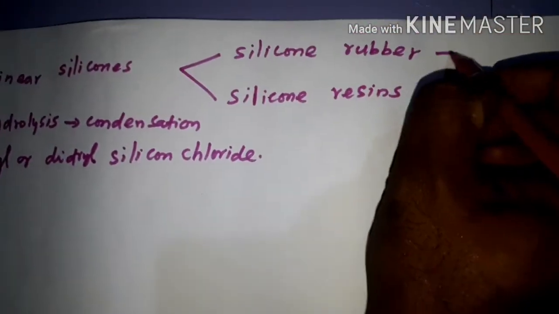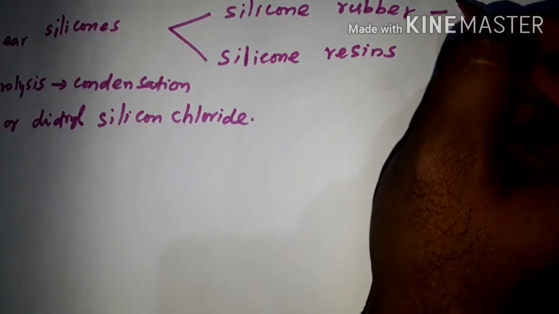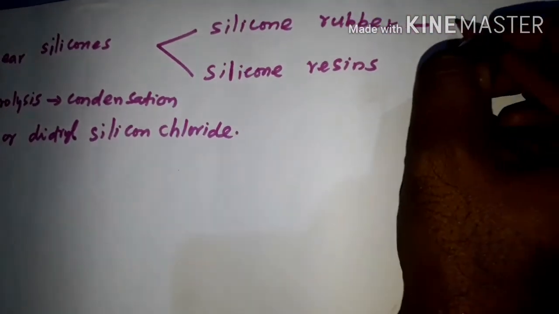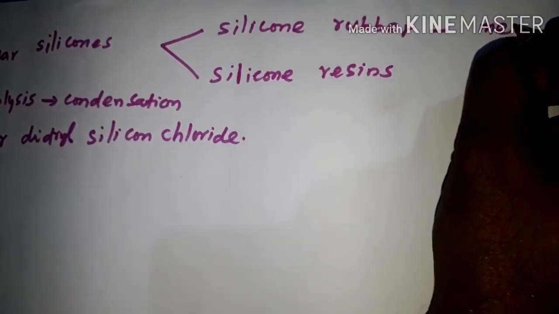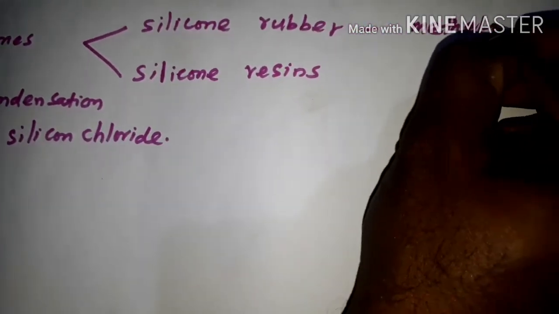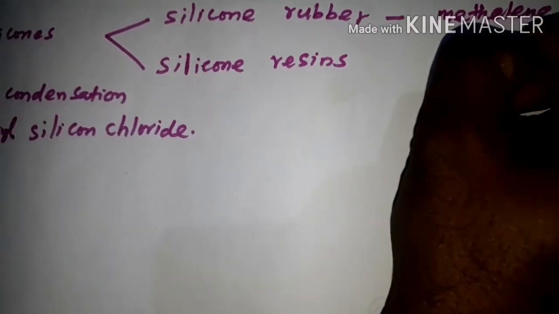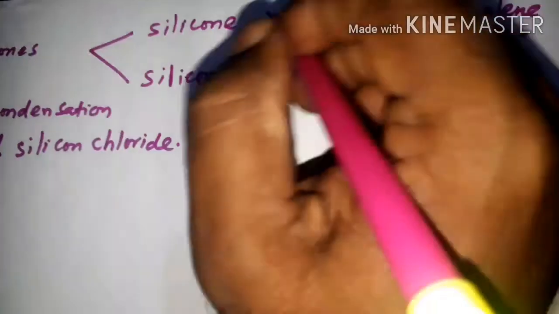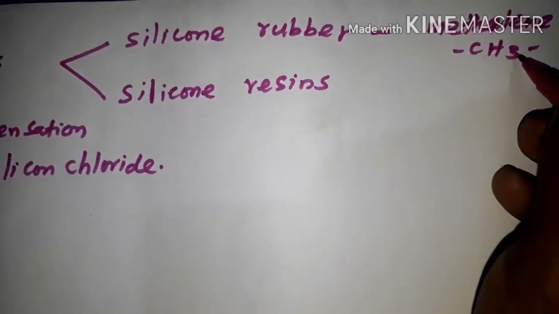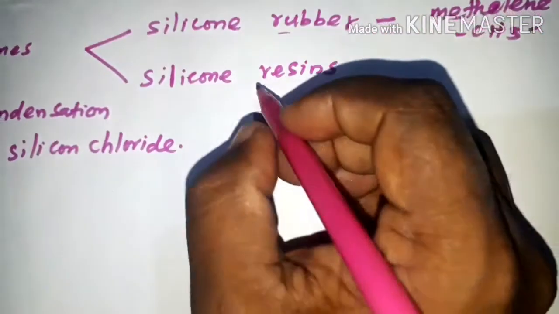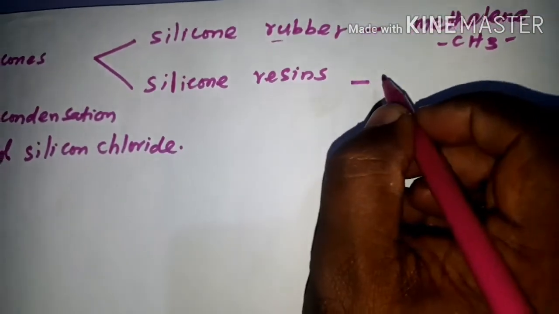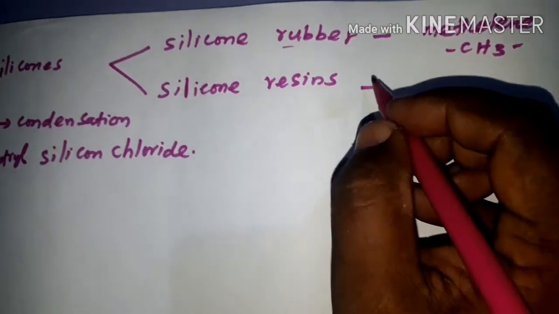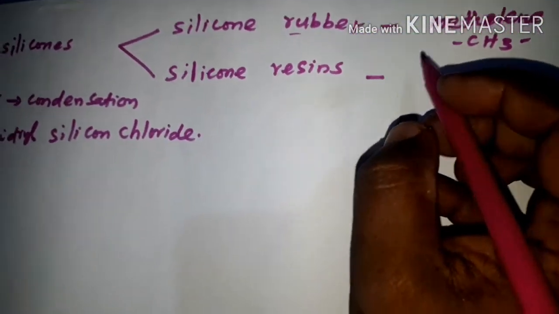Then this silicon rubber is a type of linear silicones. Here there will be a bridge of methylene groups. Methylene means CH3 groups. So in between that chain we are getting this methylene group. So it is called silicon rubber. Then these silicon resins are obtained by the blending of this type of linear silicones with organic resins.